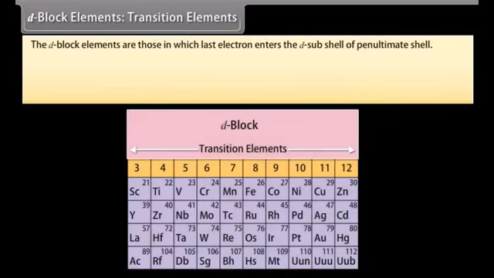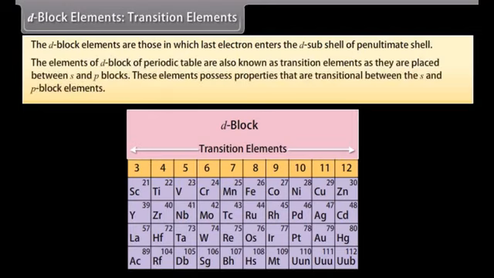D block elements, transition elements. The D block elements are those in which the last electron enters the D subshell of the penultimate shell. The elements of D block of the periodic table are also known as transition elements as they are placed between S and P blocks. These elements possess properties that are transitional between the S and P block elements.